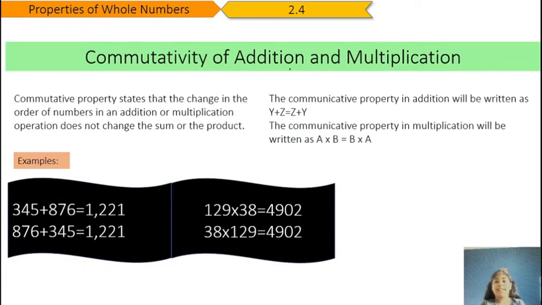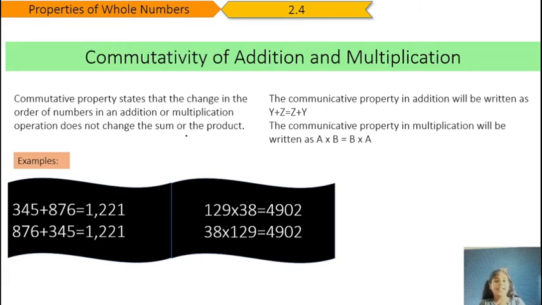Commutative property of addition and multiplication. The commutative property states that the change in the order of numbers in an addition or multiplication operation does not change the sum or the product. What does this mean? This means if we have two numbers and we need to add or multiply them, we can put them in any order.